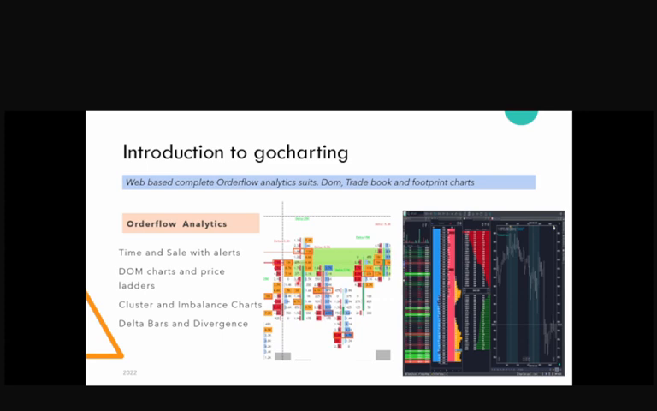Footprint charts, where you can see different sides of bid-ask information. I'll cover the details of footprint charts and order flow charts in subsequent slides. You can also see the time and sales on the right side, where you can see the actual live trades happening, what is being bought and sold at different price points.